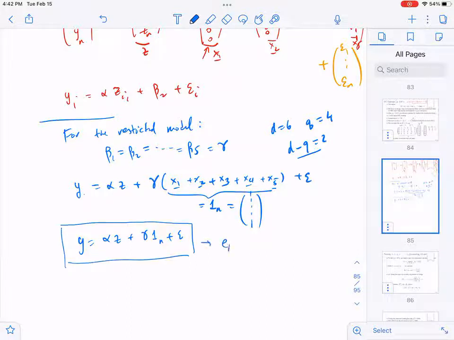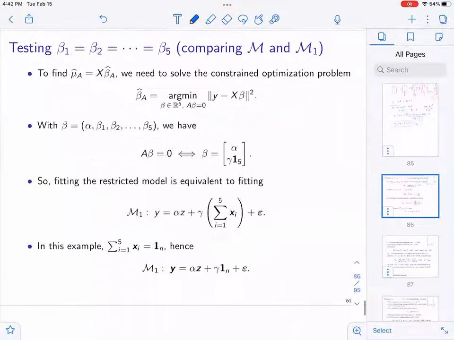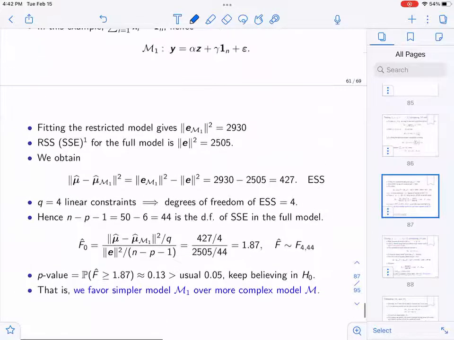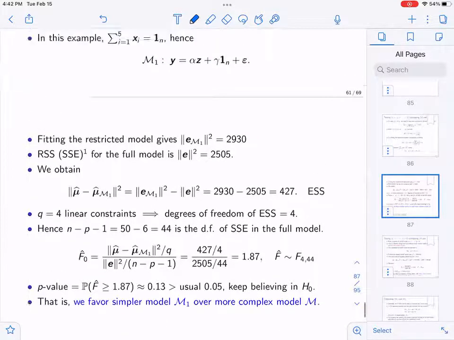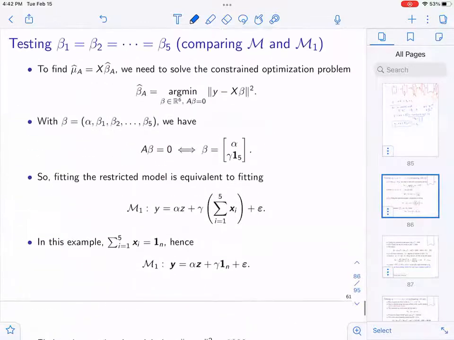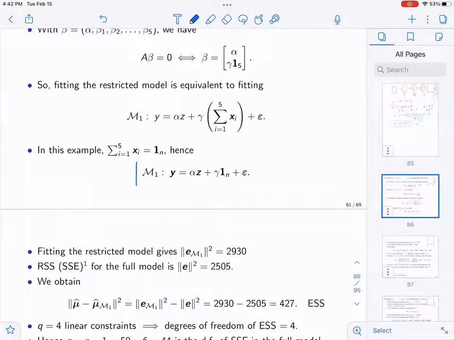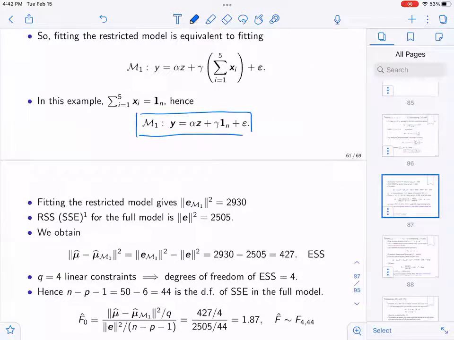So you fit this. You get e_A, the residual for this model, and you also had e for the original model, and you have everything else. Now I'm introducing some notation. I'm calling this new model M1. That's the restricted model. Later on, I might use this notation. I'm using e sub M1 instead of e sub A. This is a better notation.